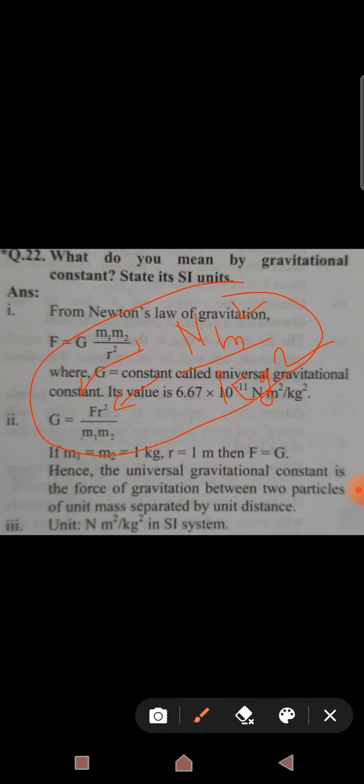So friends, again I'm going to explain here. Look at the arrow marks. The first quantity is force: G equals F r square upon m1 m2. Force has the SI unit Newton. r square: r is a distance, and distance is measured in meters, so meter into meter, meter square. m is a mass, and mass is measured in kg, so kilogram into kilogram, kilogram square. So we can write the SI unit of the gravitational constant as Newton meter square per kilogram square.